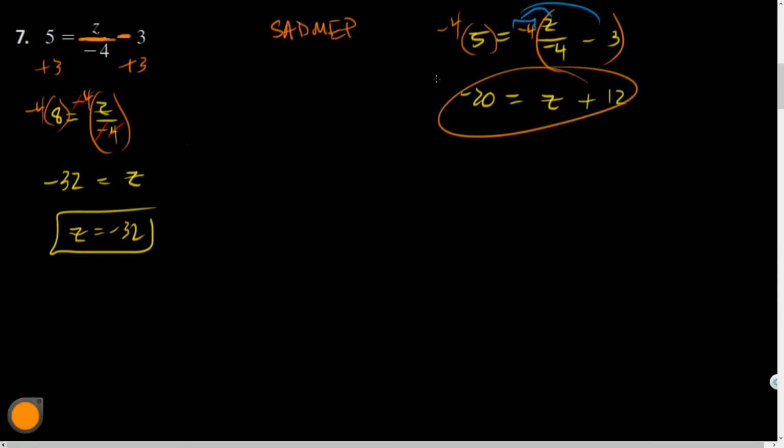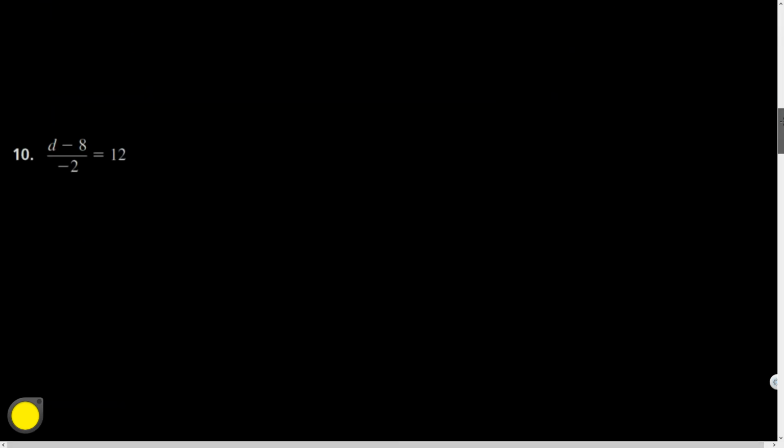What would I do now to get z by itself? I like it. Subtract 12, subtract 12. And once again, notice I do, in fact, get the same answer. z is equal to -32. All right, keep cruising here.